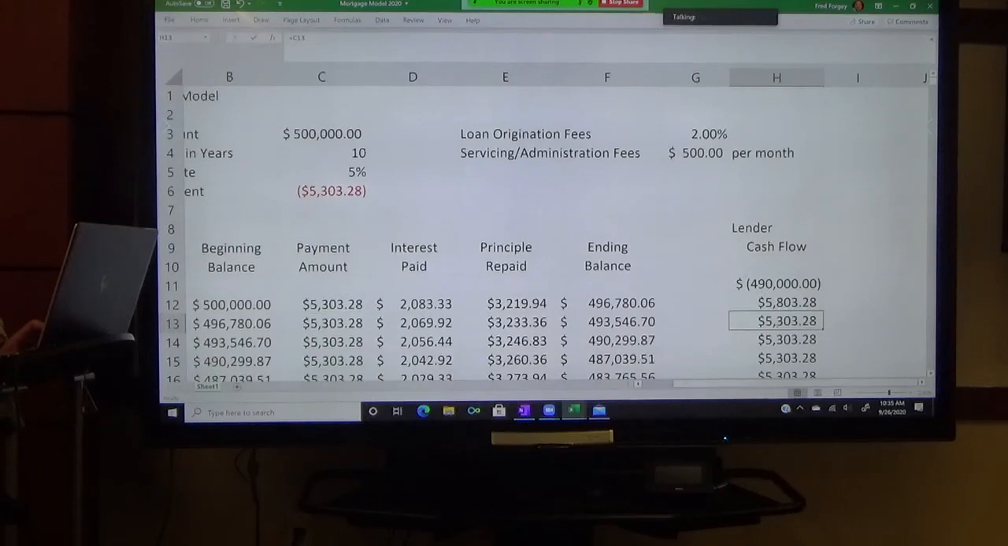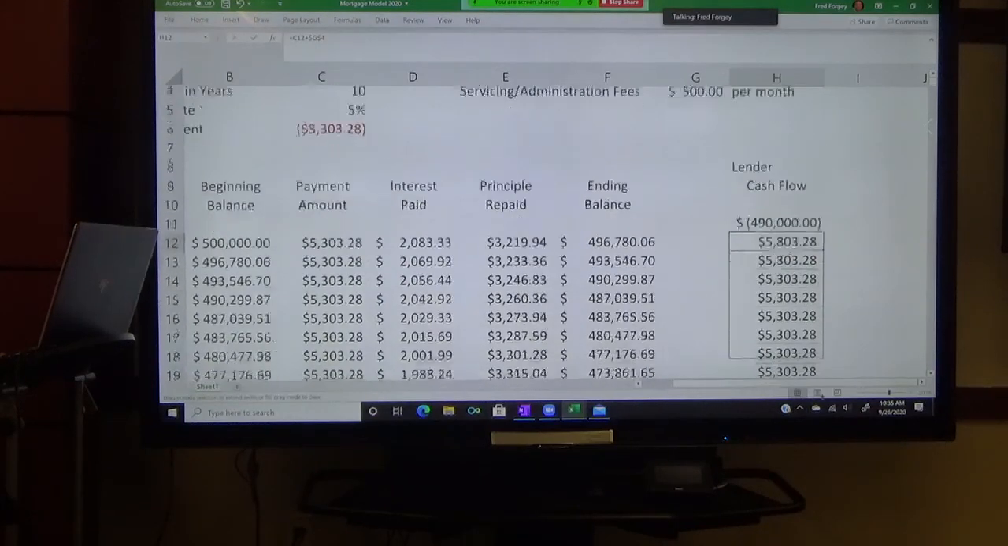Now, is this G4, what is that, a static or a dynamic cell reference? Remember that from last week? It's going to be static. It's going to be fixed. So we're going to make it $G$4. So now we've fixed that first one. Everybody see that? So now instead of 5303, it's now 5803. Okay? So now, just for that, we can go ahead and copy down.